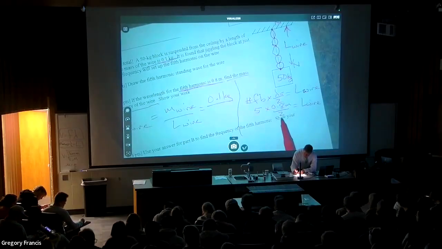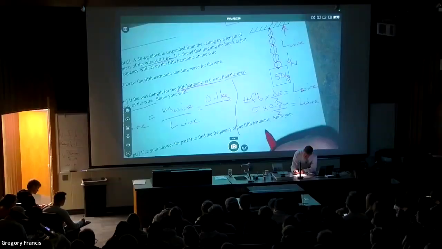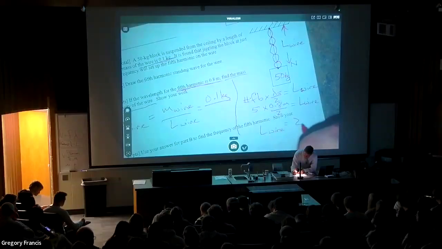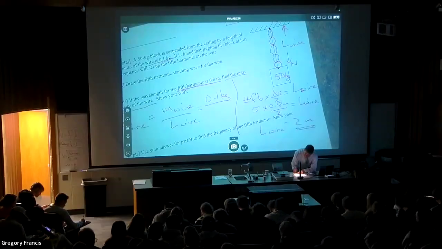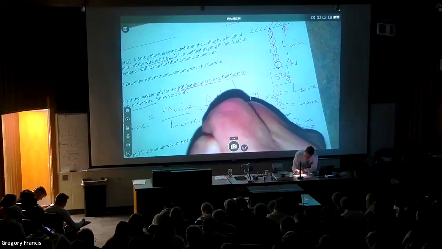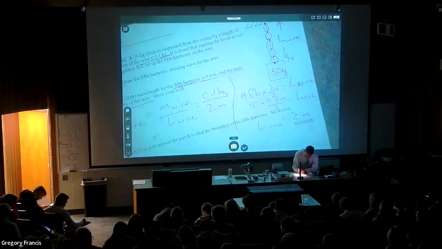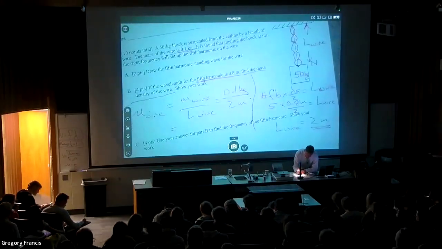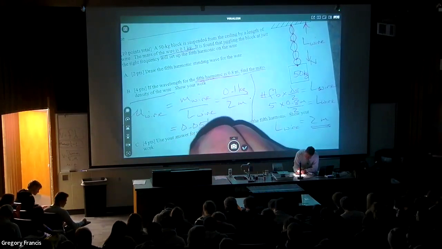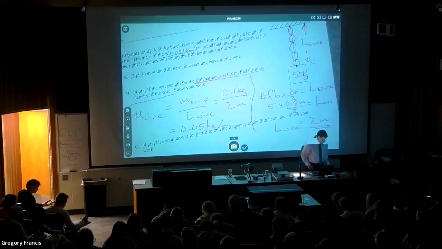Well, 0.8 divided by 2 is 0.4. You multiply that by 5 and you get the length of the wire is equal to 2 meters. So now if I plug that in up here, 2 meters, what I get is a linear mass density of 0.05 kilograms per meter. Okay, check on your neighbor.